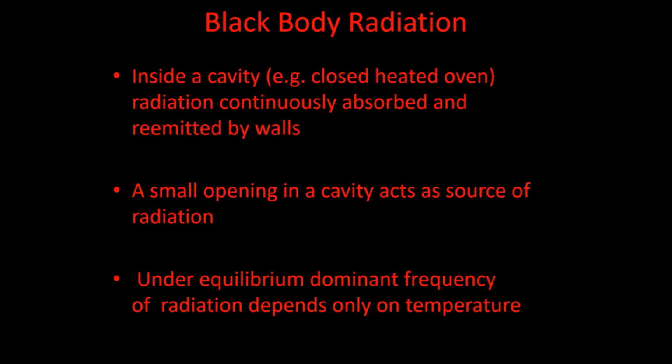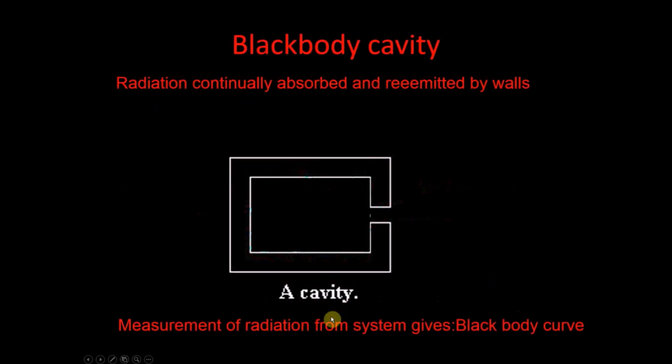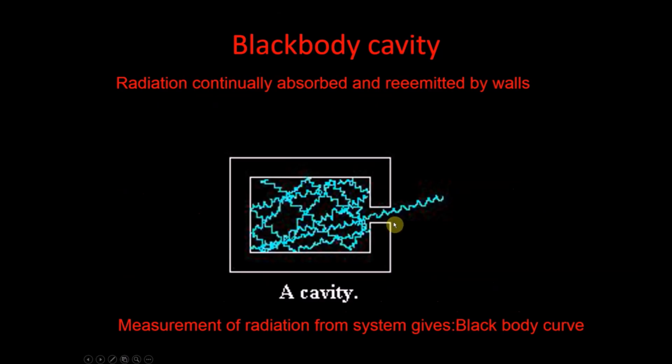So the experiment is we take an oven, we cut a hole in it and shine light into it. Inside that oven it's completely black and it absorbs the radiation. What actually happens is it goes into equilibrium and some dominant frequency of radiation is emitted. So here's the experiment. Here's our cavity. Here's our object. Here's our oven. And we can beam radiation in, and that radiation will bounce around inside and be absorbed by the black walls.